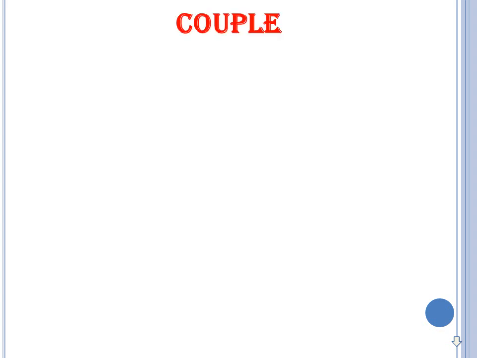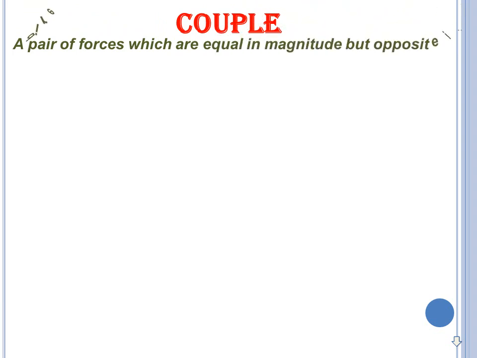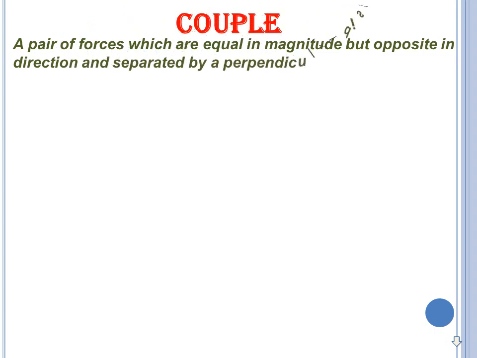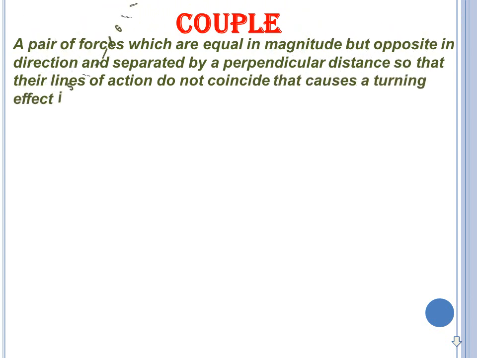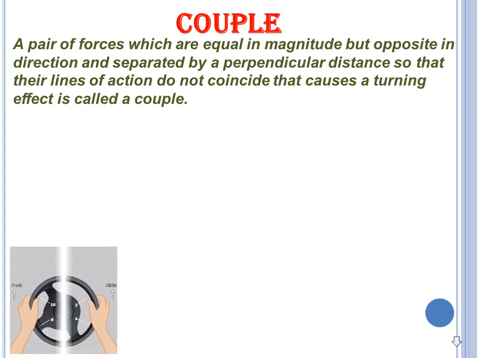First of all, let's see the couple. What do you mean by this couple? Actually, we come across a tap which is fitted in a pipe. The tap is turned by a couple. Let's see what we mean by the term couple. A pair of forces which are equal in magnitude but opposite in direction and separated by a perpendicular distance so that their lines of action do not coincide and that causes a turning effect is called a couple.